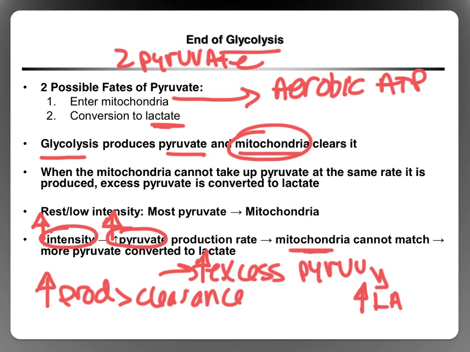Okay, so that's why when you're doing higher intensity exercise, you produce more lactic acid. Okay, because the higher the intensity, the harder it is for the mitochondria to take up the pyruvate at the rate it's being produced, and therefore more and more is going to have to be converted to lactic acid. But the body's first choice is to clear it through the mitochondria. Okay, that's number one. Okay, but anything that the mitochondria can't clear is converted to lactate.